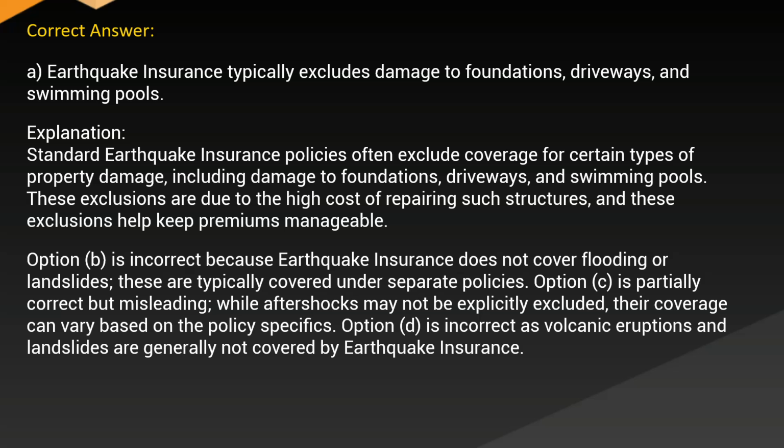Option C is partially correct but misleading. While aftershocks may not be explicitly excluded, coverage can vary based on the policy specifics. Option D is incorrect, as volcanic eruptions and landslides are generally not covered by earthquake insurance.